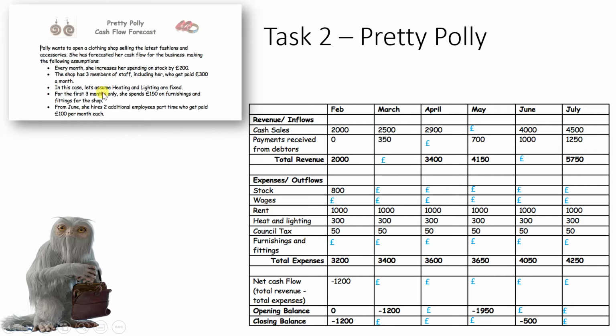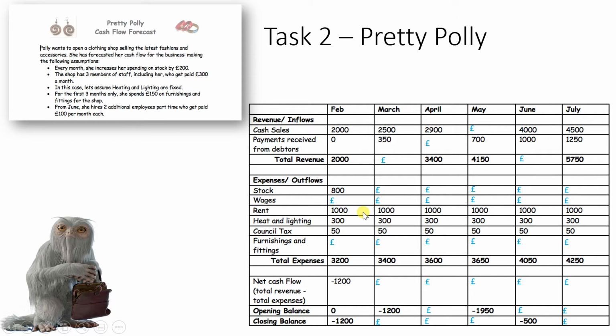In this case, let's assume heating and lighting are fixed. For the first 3 months only, she spends £150 on furnishings and fittings for the shop. That's kind of like a start-up cost. And the last point, from June, she hires 2 additional employees part-time who get paid £100 per month each. Your job is to complete the cash flow forecast, and to help you out, you need to fill in where the blue pound signs are.